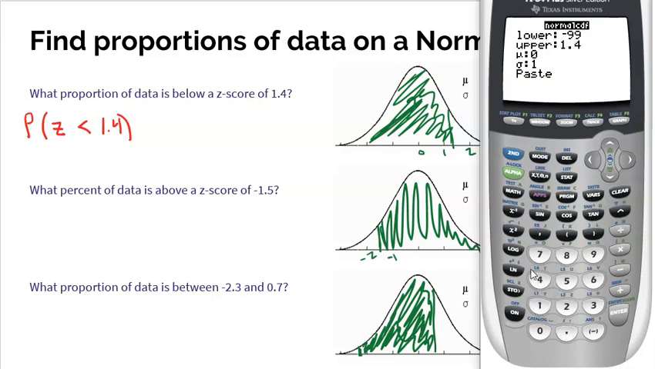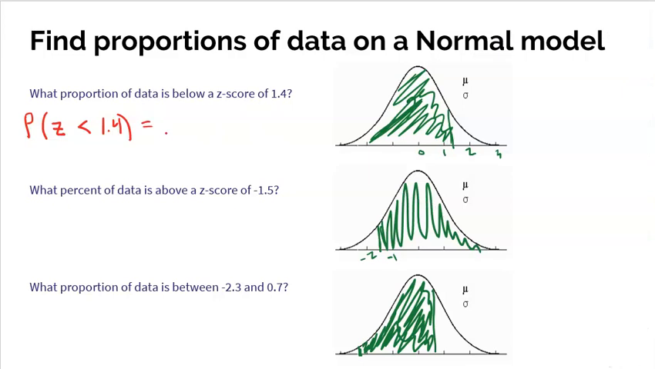So what we're doing is we're asking the calculator to answer this exact question for us: what proportion of data is from extremely low up to 1.4? And it's really cool how it does this for us. All you got to do is hit paste, enter, hit enter a second time, and there it is, 0.9192. So 0.9192, 91.92% of data in a normally distributed population will have a z-score below 1.4.